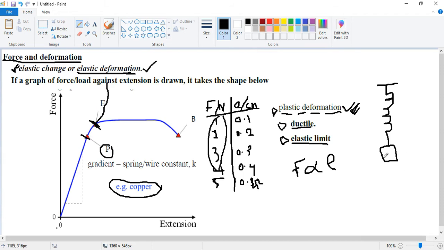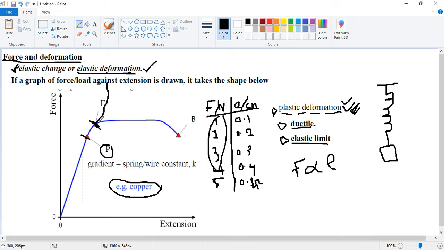So the spring which I'm using here is actually deformed permanently beyond point E. The spring is going to be deformed permanently, so that even if you remove the deforming force, it will not go back to its original length. So we say it is deformed permanently, therefore it has experienced what we call a plastic change. It has undergone what we call plastic deformation.